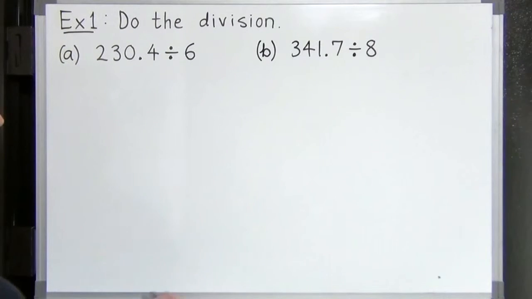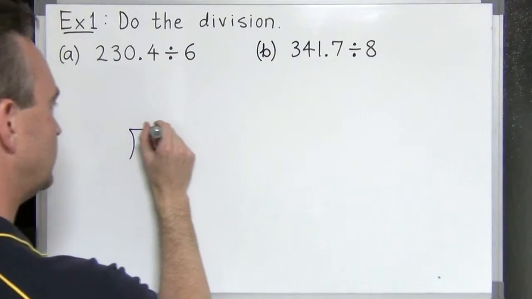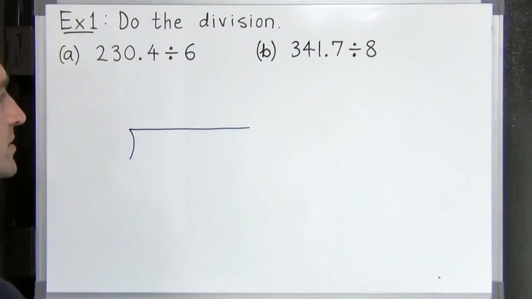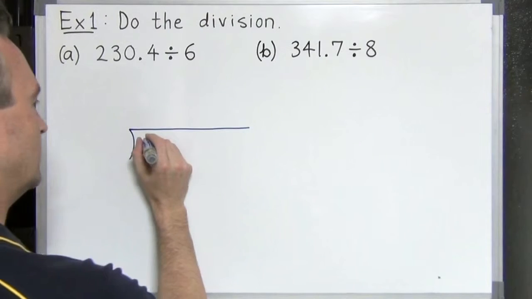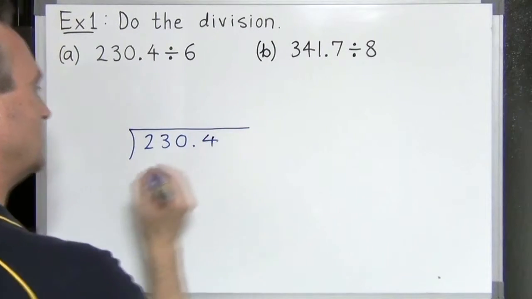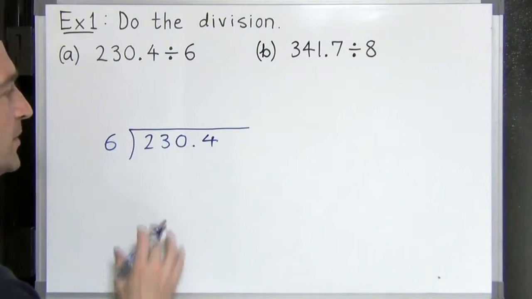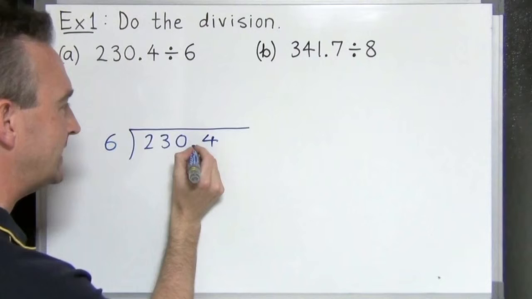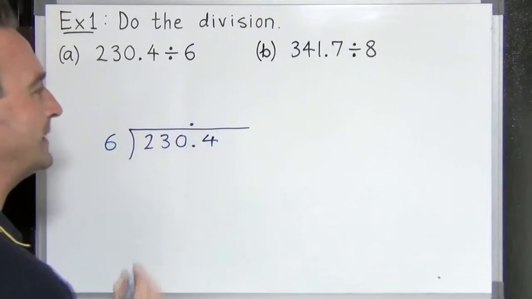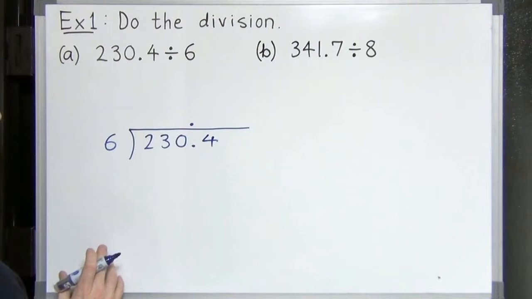230.4 divided by 6. We're going to set it out like a regular division, and we're going to use short division because it's not going to get that hard just yet. 230.4 is being divided by 6, which is going to go here. And with decimal division, the decimal point here can copy straight up in the beginning, and you don't have to worry about it again until the very end. Let's give this a try now.